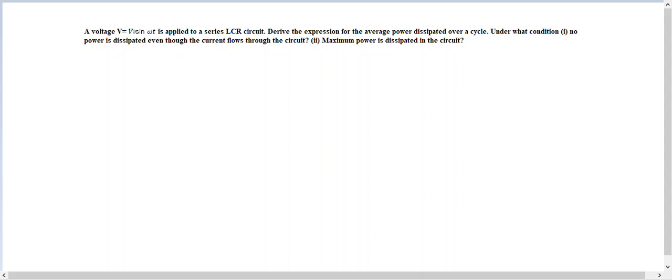So today's question says, a voltage V is equal to V naught sine omega t is applied to a series LCR circuit. Derive the expression for the average power dissipated over a cycle, and under what condition no power is dissipated even though the current flows through the circuit, and the second is the maximum power that is dissipated in the circuit. Alright, so here let the alternating EMF applied to the RLC circuit be E is equal to E naught sine of omega t.